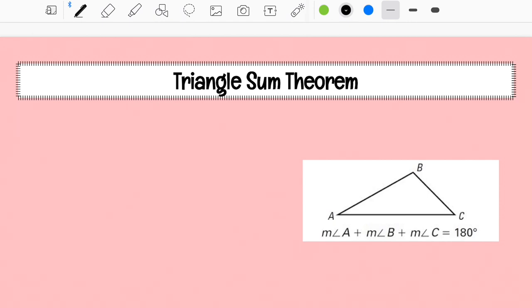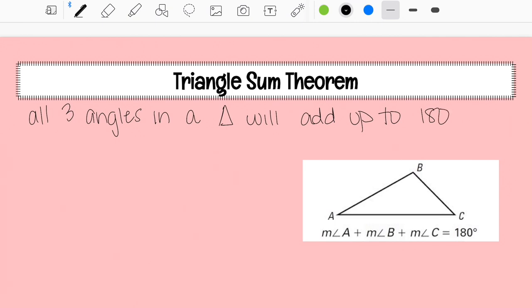Our next one is the triangle sum theorem. It is exactly what it sounds like. Our triangle sum theorem tells us that all 3 angles in a triangle will add up to 180 degrees. So that means if angle B in our picture right here is 100 degrees, and angle A, let's say, is 60 degrees, then C has to be 20 degrees because they have to all add up to 180.